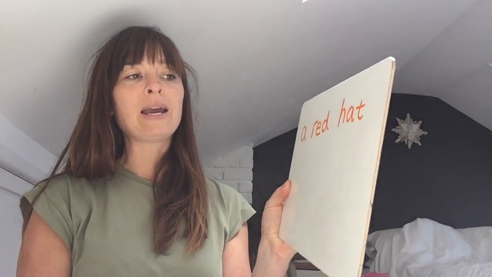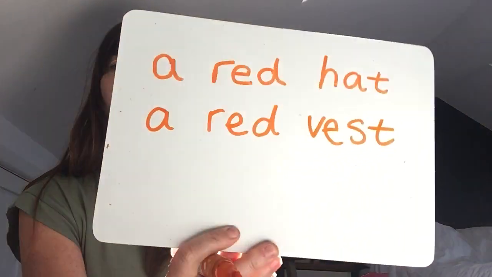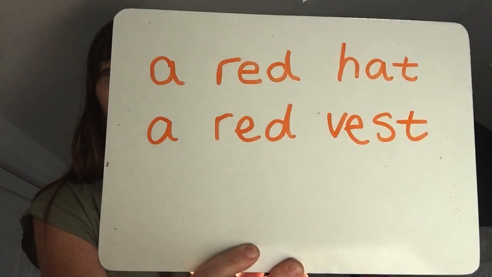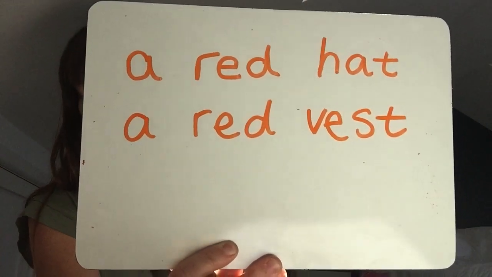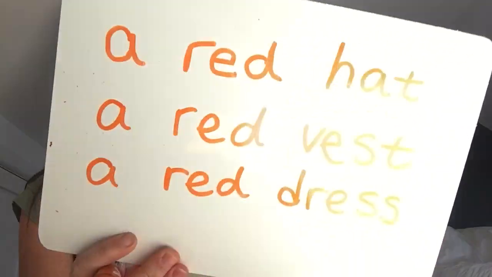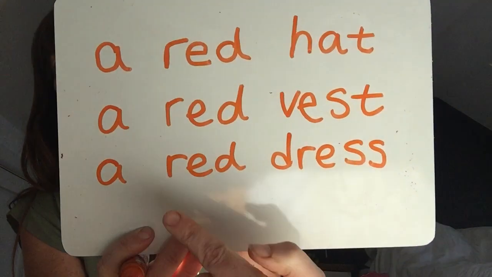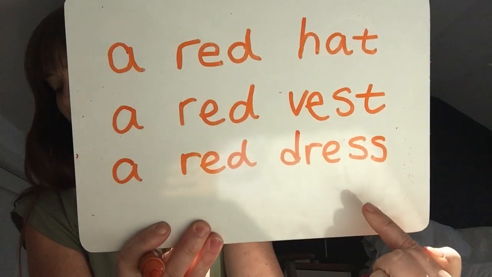The next one I'd like you to write is a red vest. A red vest. Pause the video and have a go at writing a red vest. Good. Give yourselves a tick. Check that that's what that sentence says. Next one I'd like you to write is a red dress. Pause the video and write a red dress. Well done. That's what a red dress should look like.